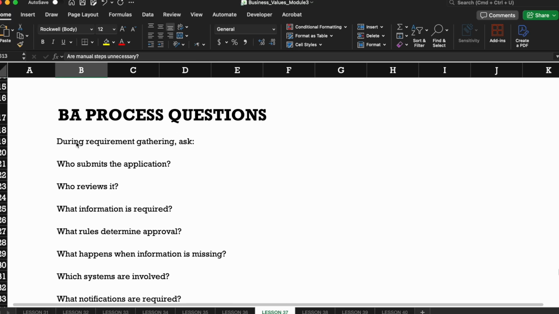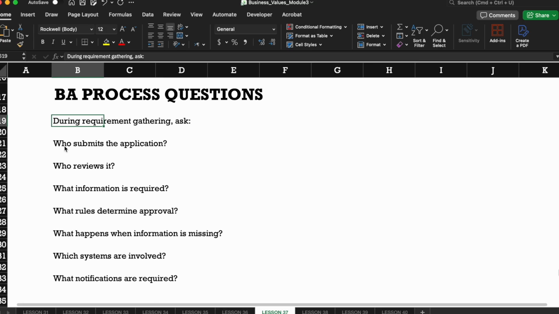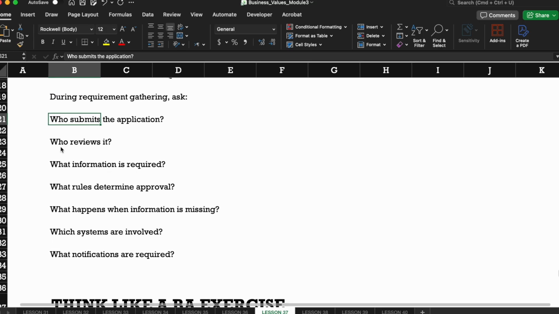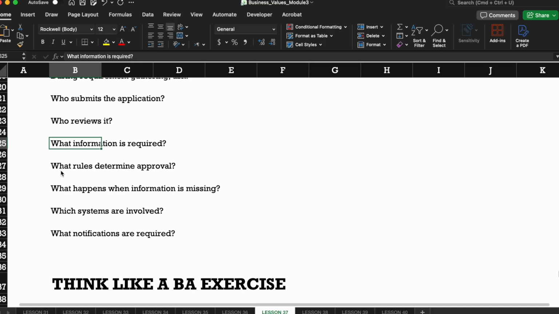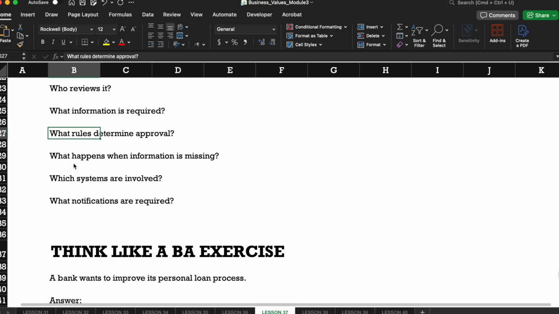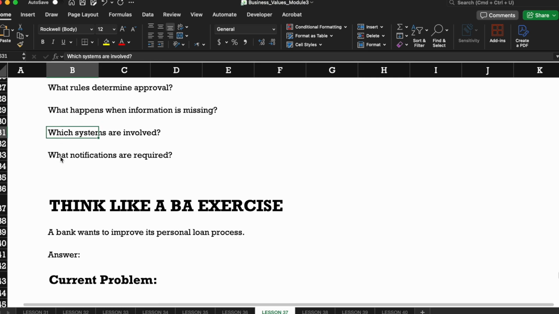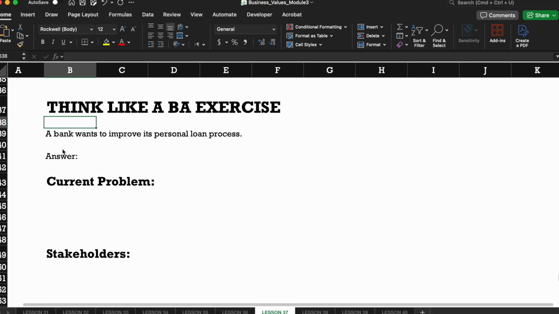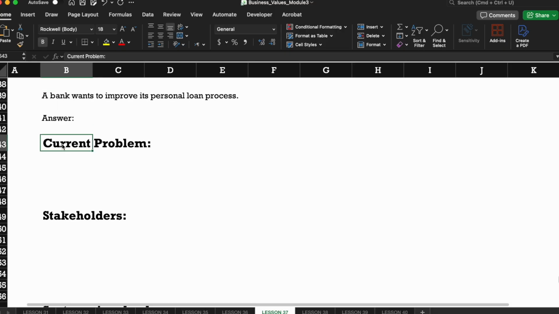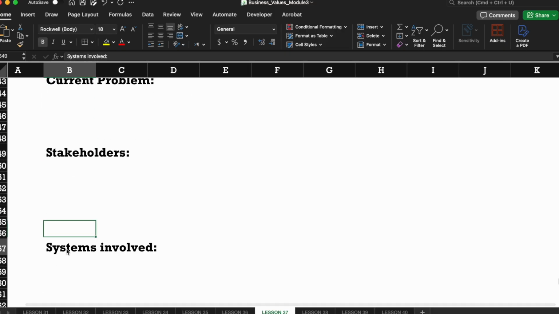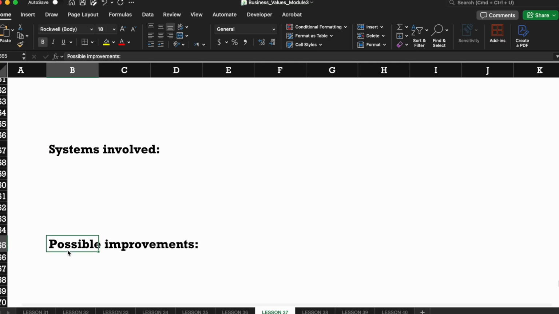BA process questions during requirement gathering. Ask: who submits the loan application, who reviews it, what information is required, what rules determine approval, what happens when information is missing, which systems are involved, what notifications are required. Think like a BA exercise: the bank wants to improve its personal loan process. Answer: current problem, stakeholders, systems involved, possible improvement.